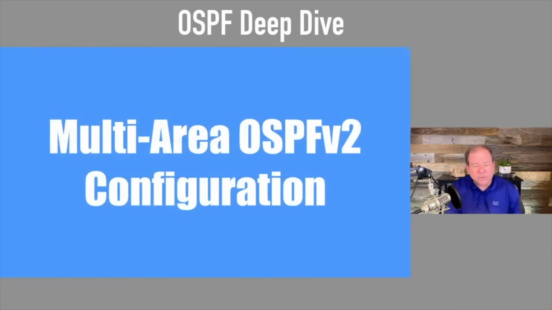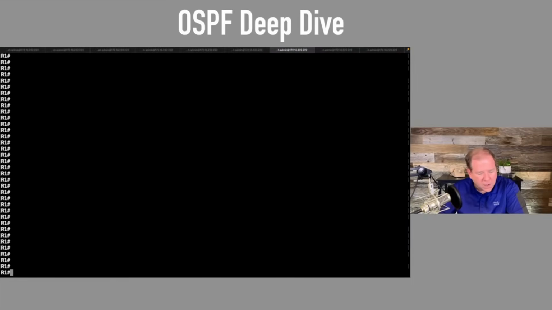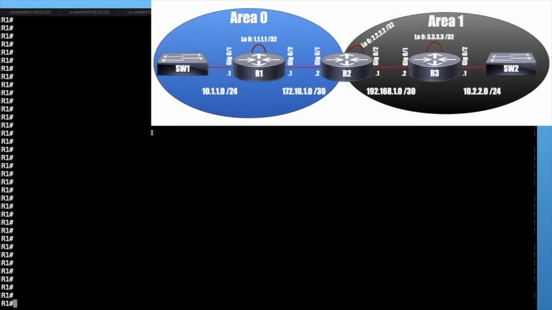Now, before we take our first Q&A break, I do want to do a configuration with you. So I'm going to take us out to some live gear, and we're going to do a basic configuration of OSPF version 2. So let me move us out there. And here's the topology that we're working on that you see on screen. And I just want to set this up such that every router can see every network here.